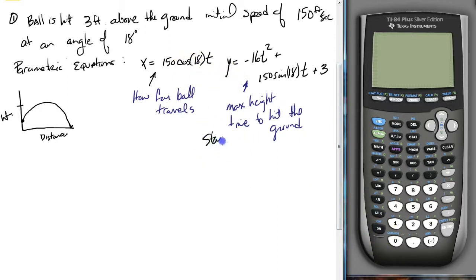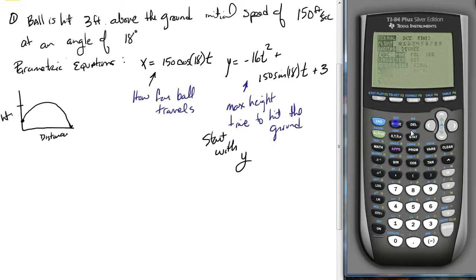You start with y. So that's what we're going to start with. Punch this in your calculator under regular, y equals. I'm going to change it back to function mode. And I'm just going to punch it in. So negative 16 x squared plus 150 sine 18, close the parentheses. And instead of t, I'm going to be using x's for this, right? So plus 3, because I'm going to graph it as a regular graph.